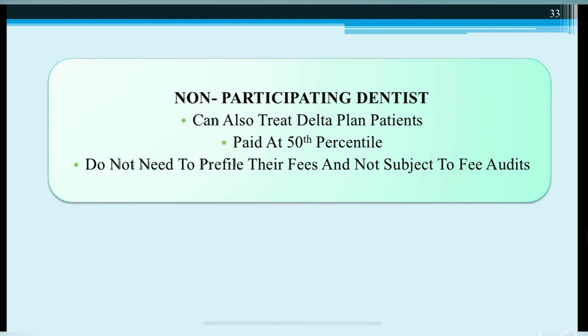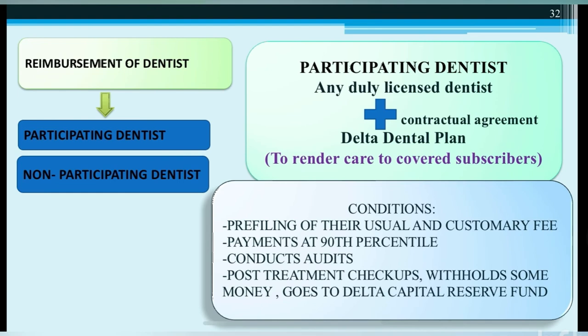So we'll again have a recap of both of these. Reimbursement of dentists in the dental plan includes two types of dentists, the participating dentist and the non-participating dentist. The participating dentist includes any duly licensed dentist who has a contractual agreement with the Delta Dental Plan.